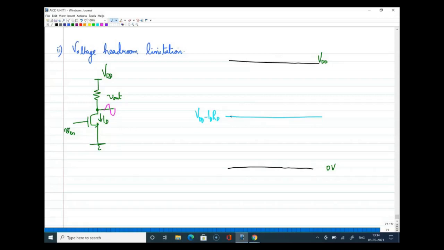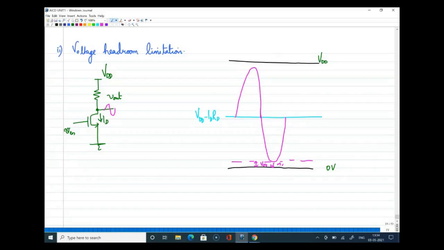So I can roughly draw it as something like this, where I need to have some overdrive voltage reserved for the output voltage, sorry, the transistor M1, VOV of M1 transistor. Now we will always have a symmetrical swing across the DC. That is what we do. So I can draw something like this. So this will be the voltage available at the output.